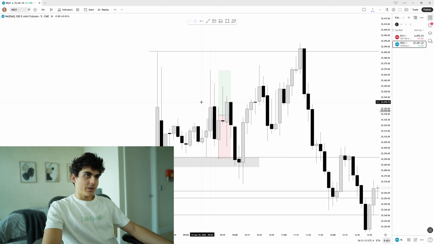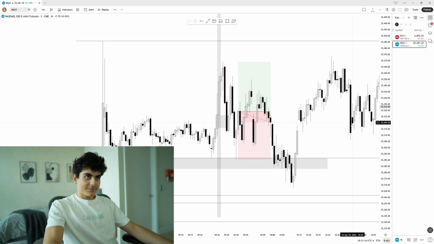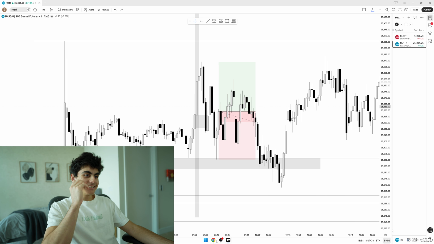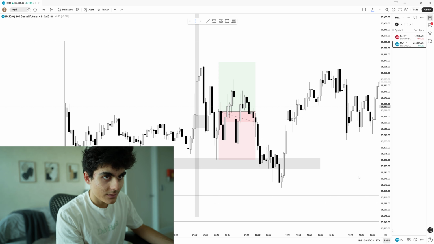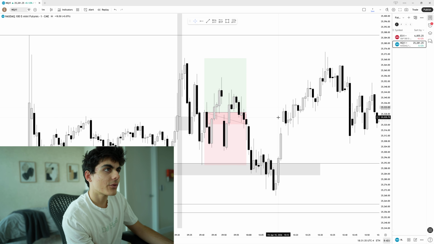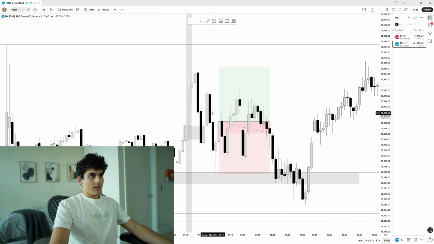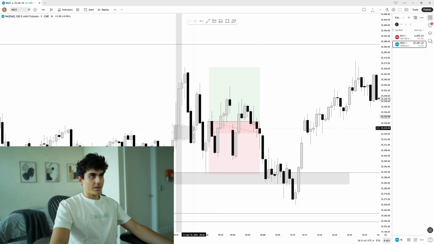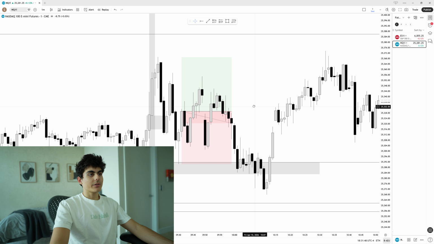Moving forward, we got, let's see. Alright. Moving forward from here, we just get this sideways chop into market open. We go higher, lower, higher. No clean inverse, no clean trade.